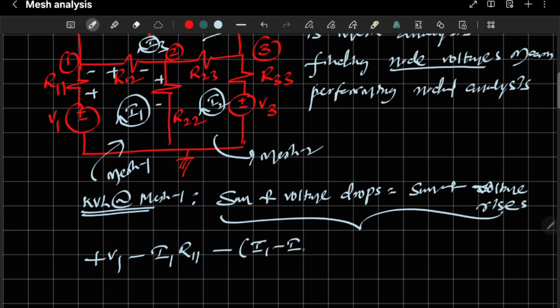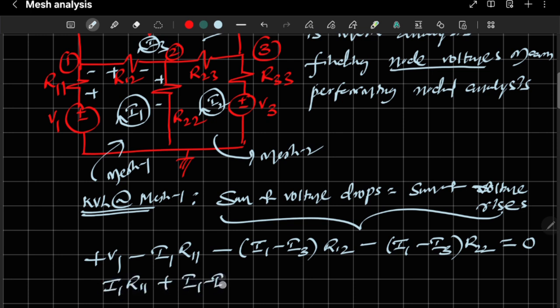I1 minus I3 into R12, minus, what is the current related to R22? I1 minus I3 into R22. I have completed all the elements available in loop 1, that means mesh 1, it is equal to 0. Now you can send all the terms except this V1 to the right side, then you will get I1 R11 plus (I1 minus I3) into R12 plus (I1 minus I3) into R22 is equal to V1.